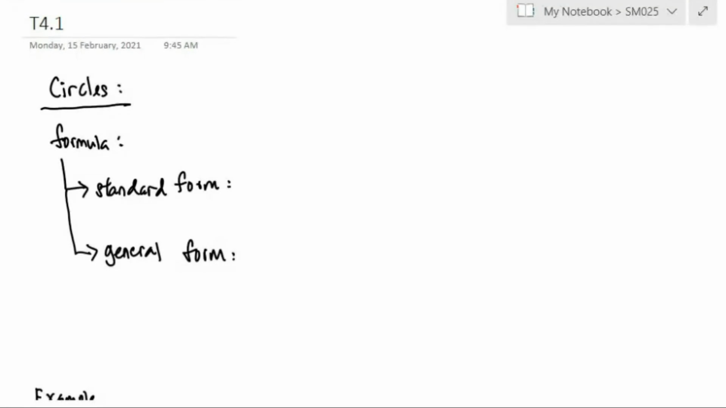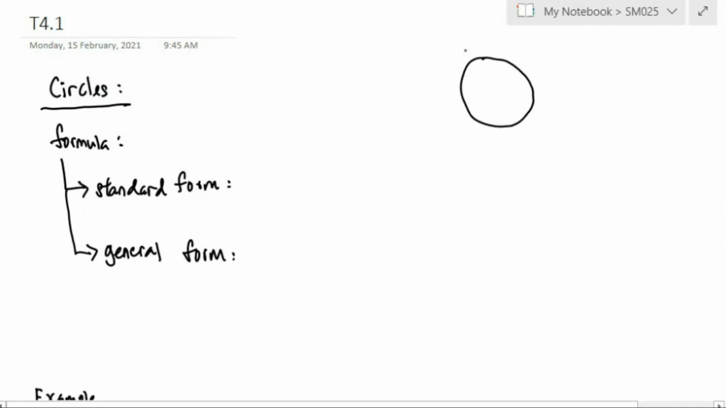So for chapter 4, 4.1 is talking about circles. For this subtopic, I have 10 examples to go through. So for every case, I will discuss one example. Okay, so at the starting of the topic first, circles. You know circles? Bulatan, a circle.